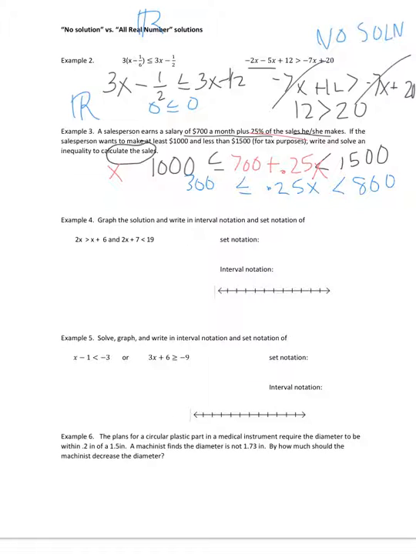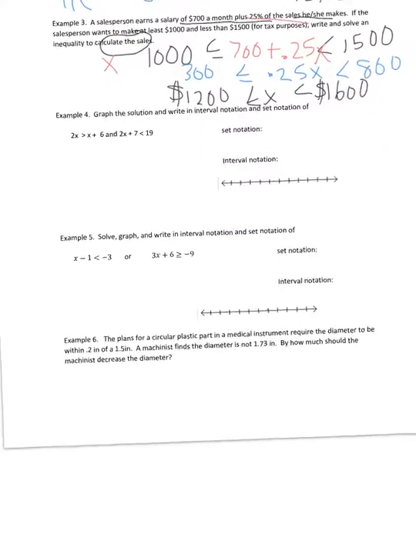So now I'm going to divide both sides by 0.25, which is the same thing as multiplying by 4, because this is actually 1/4, so I'm going to multiply both sides by 4. So my sales need to be at least $1,200 but less than $1,600 in sales.